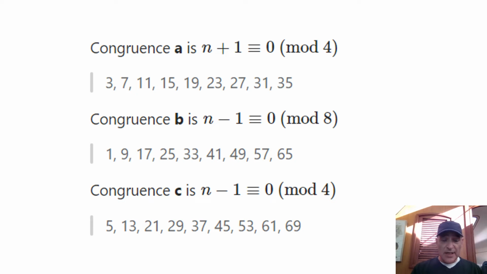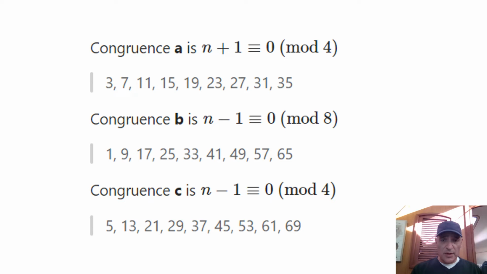So congruence A is n plus 1 congruent 0 mod 4. That just means that the odd number plus 1 is evenly divisible by 4. So there's a series 3, 7, 11, 15, 19, 23, and so on, which goes on to infinity. Congruence B is an odd n minus 1 congruent 0 mod 8, which means it's evenly divisible by 8, and this series is 1, 9, 17, 25, 33, 41, and so on.